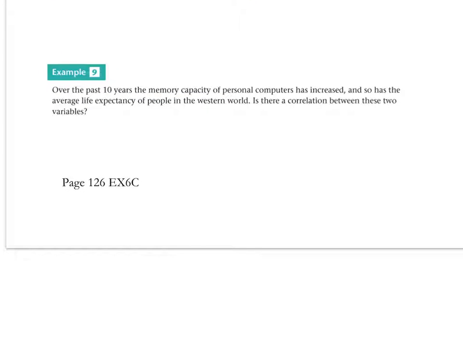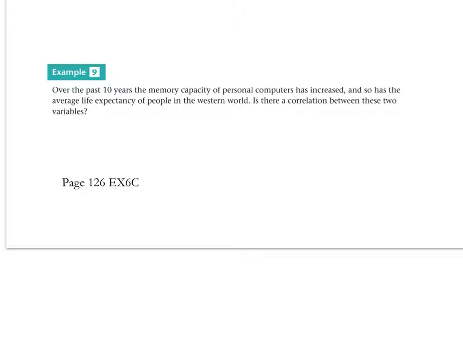Right, over the past 10 years, the memory capacity of personal computers has increased, and so has the average life expectancy of people in the Western world. Is there a correlation between these two variables? Well, the two really aren't connected, but both have got better. There is an increase in them simply because there's been scientific development over time.